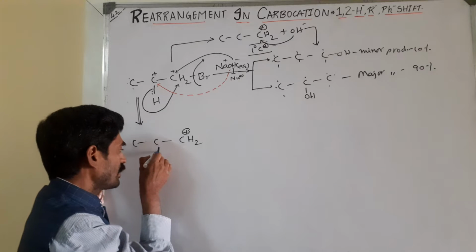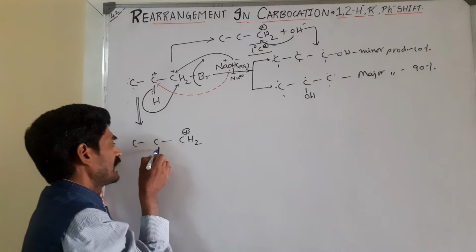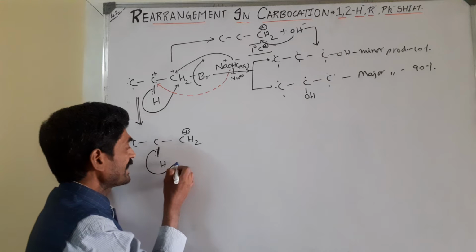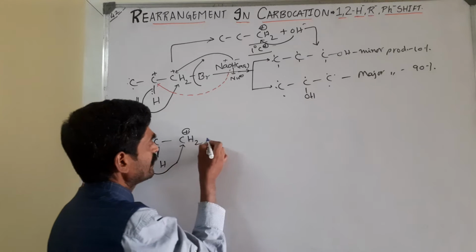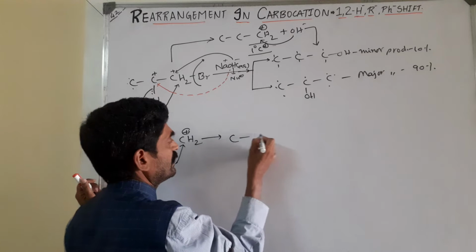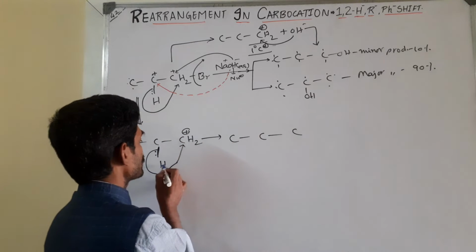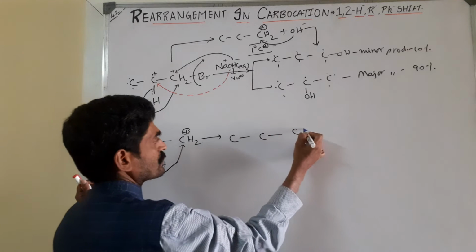This carbon hydrogen bond breaks. The 2 electrons are taken by this hydrogen, and it is removed as a hydride ion. As a hydride ion, it will go and attack this carbocation. Then what do you get? You will get an intermediate, you have to call it a transition state. So this hydrogen will attack here. Already 2 hydrogens are there.